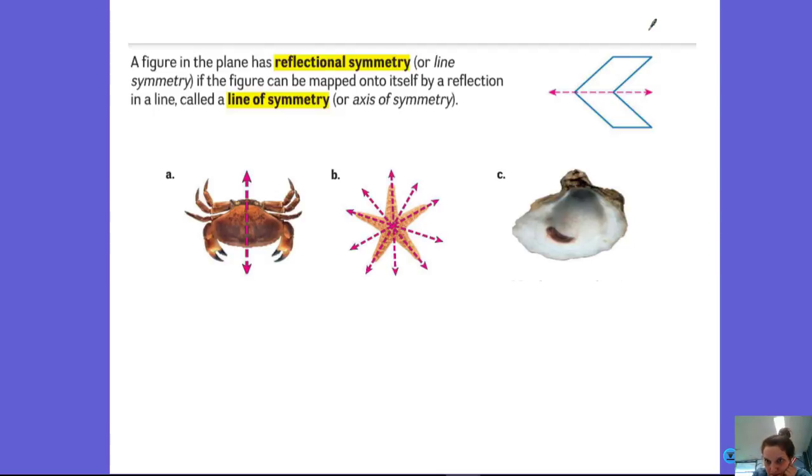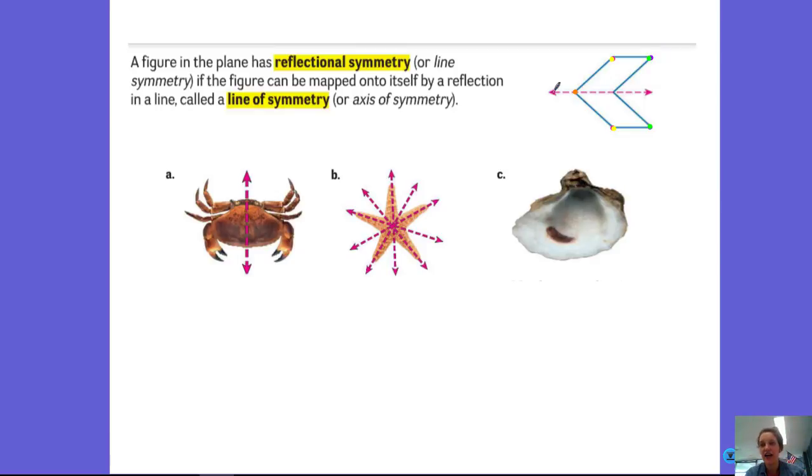So in this example right here, this little chevron looking shape, we can reflect that shape across that line. This point right here would get reflected to this point, and this point right here would get reflected to this point. This point is on the line of symmetry, so it doesn't go anywhere. If I reflected this original point, it would end up here. And if I reflected this original point, it would end up here. So that figure is going to map completely onto itself.